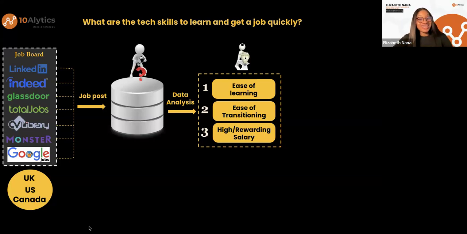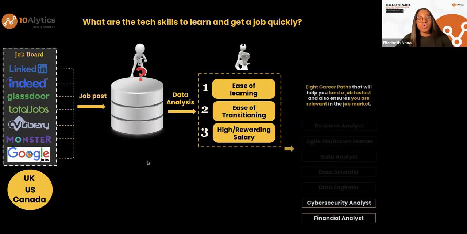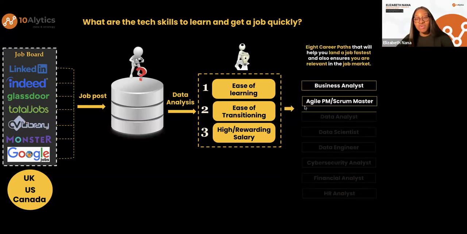And finally, last but not the least, we have high rewarding salary. That's why a lot of us are here today, because of tech money. So we also say, okay, yes, these jobs are in high demand, but do they pay well? What is the salary like? Right? That is the last criterion we use to analyze these different jobs. And after doing that, we were able to come up with those 8 programs that we offer.